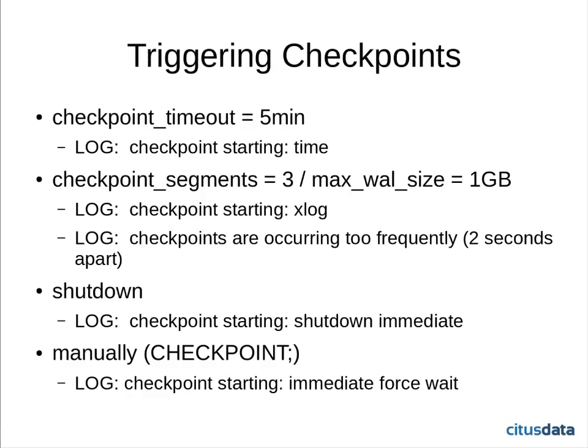So how are these checkpoints triggered? The most important parameter for that is checkpoint_timeout. By default, Postgres will just perform a checkpoint every 5 minutes, unless some other things happen. And in many cases, it can be a good idea to increase the timeout, or decrease the frequency of checkpoints, because then you'll less frequently do these checkpoints which write out all the data.